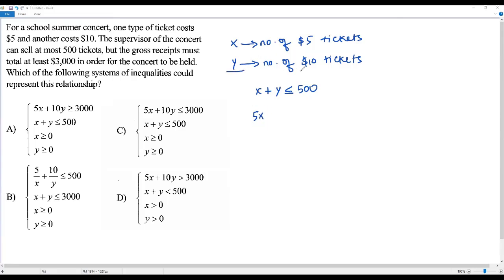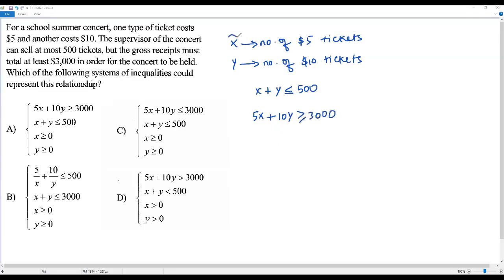And we have to do the same thing for this one as well. The cost of one $10 ticket is just $10. To get the total revenue by selling y number of $10 tickets, we have to multiply the cost of one ticket by the number of tickets y. Then I get 10y. So this represents the revenue we get from selling y number of $10 tickets. When we add them, we get the total revenue. According to the information, the total revenue has to be at least 3,000. That is, it can be equal to 3,000 or greater than 3,000. Let me write it over here.